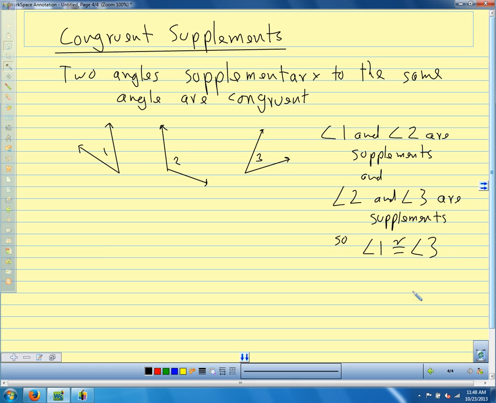The exact same idea. These two add to 180 degrees. The measures of these two add to 180 degrees. So this one and this one have to be the same measure. And we would prove it exactly the same way. We would set it up exactly the same way, but instead of adding them up to 90 degrees, we'd add them up to 180 degrees. Be the same thing.